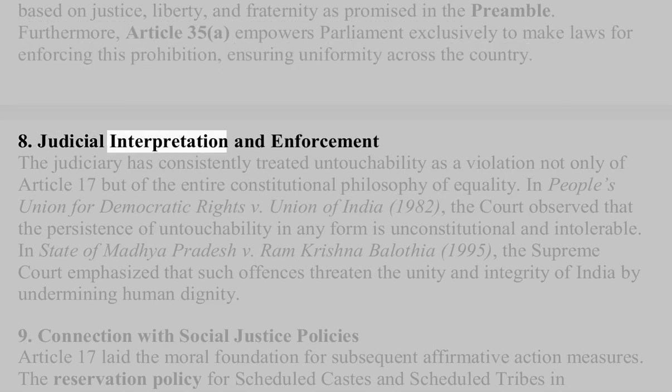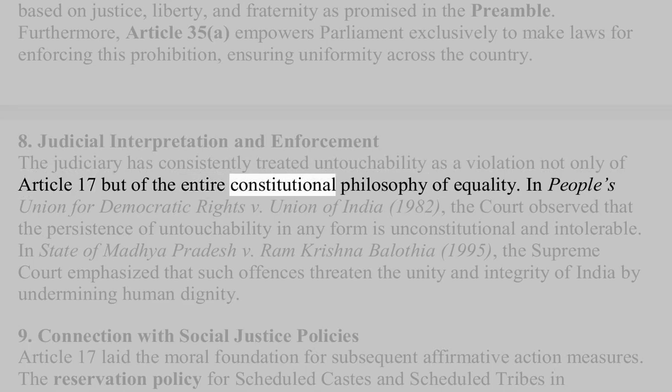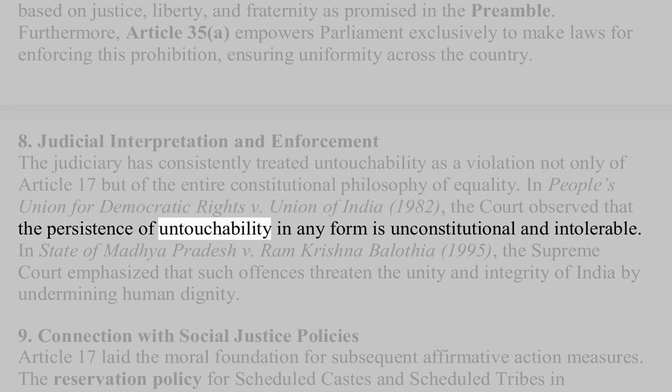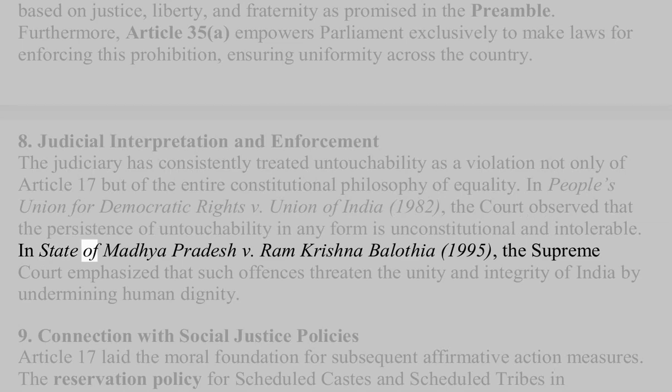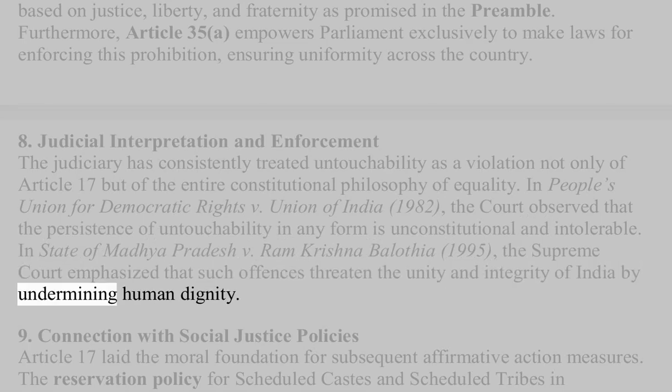8. Judicial interpretation and enforcement. The judiciary has consistently treated untouchability as a violation not only of Article 17 but of the entire constitutional philosophy of equality. In People's Union for Democratic Rights v. Union of India, 1982, the court observed that the persistence of untouchability in any form is unconstitutional and intolerable. In State of Madhya Pradesh v. Ram Krishna Balotia, 1995, the Supreme Court emphasized that such offences threaten the unity and integrity of India by undermining human dignity.